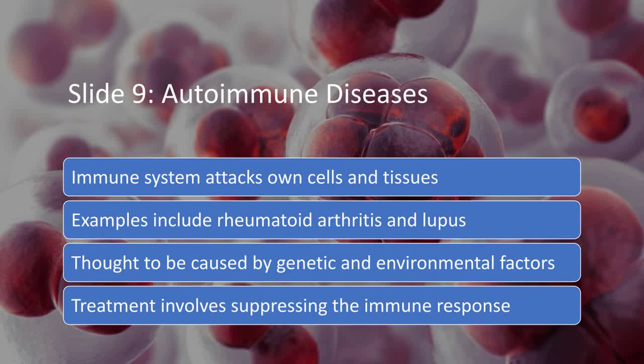While there is no cure for autoimmune diseases, treatment involves suppressing the immune response with medications such as corticosteroids and immunosuppressants. It is important to note that the immune system plays a crucial role in protecting our health, and suppressing it can have potential side effects, such as an increased risk of infections. In summary, autoimmune diseases are conditions where the immune system attacks its own cells and tissues. Treatment involves suppressing the immune response with medications, but it is important to balance the benefits and risks.